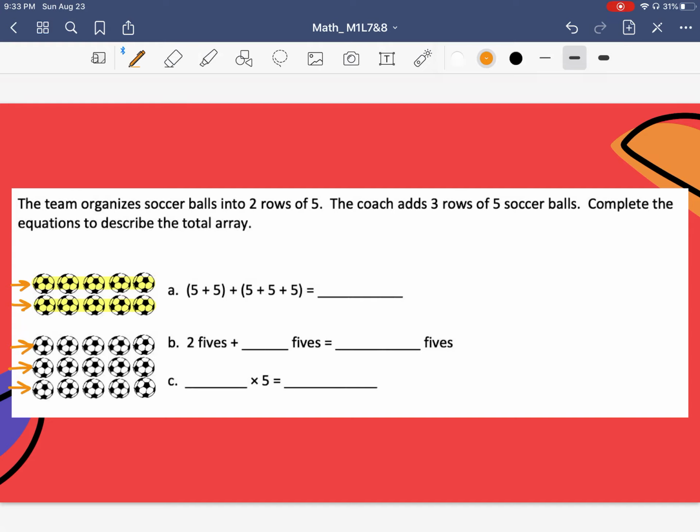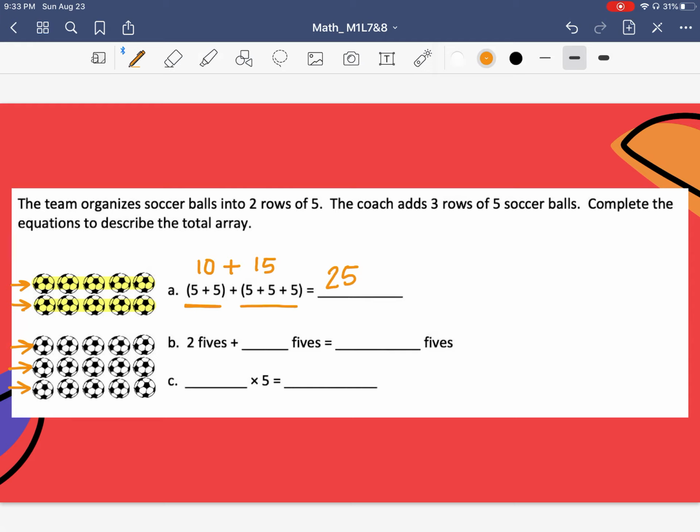So let's look at equation A. This is the first 2 rows, which is 10. There were 10 soccer balls. Later on, the coach added 3 more rows, which is 15 in total. And now we just need to add these two numbers, which is 25. Let's look at equation B.